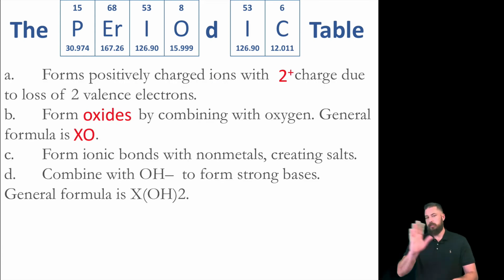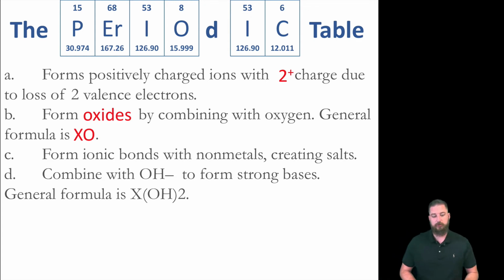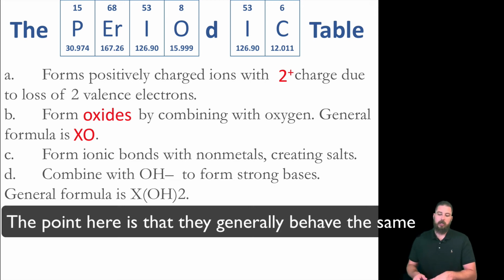Now these are general characteristics of those particular metals, and we'll learn about those in the future, but they form a 2+ charge. They form oxides. They make ionic bonds with nonmetals to create salts as well. And they do combine with hydroxide to form strong bases. And so there's actually some similarities with alkali metals there in terms of them creating salts and all that. They do form a 2+ charge.